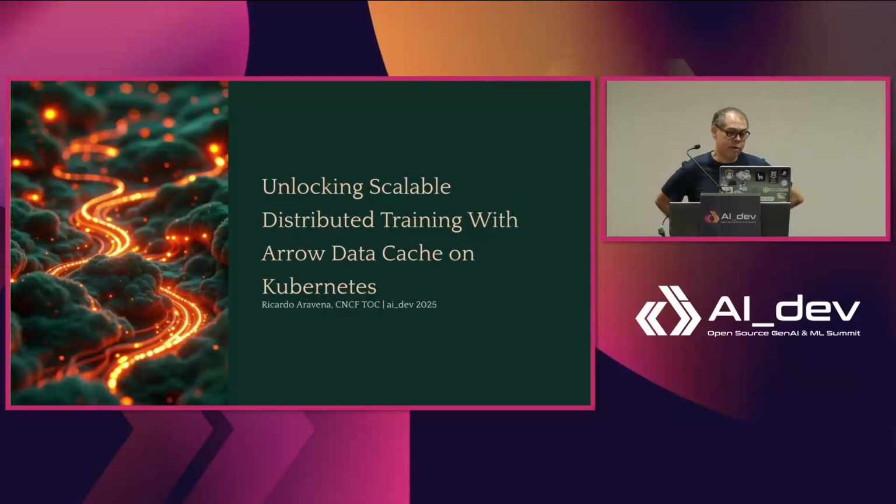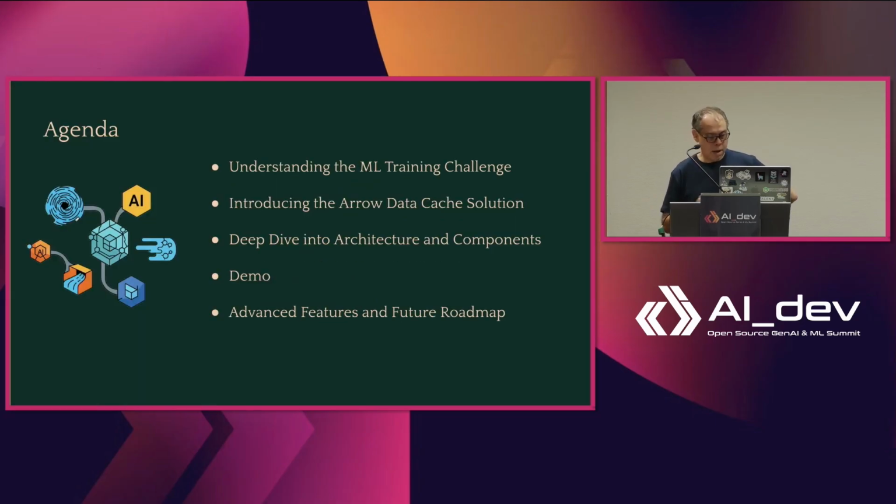Today I'll be talking about a scalable distributed cache using Apache Arrow on top of Kubernetes. I'm Ricardo Aravena, an open source enthusiast, and I've been working with the CNCF for many years. I'm also in the CNCF TOC now. So yeah, happy to be here.